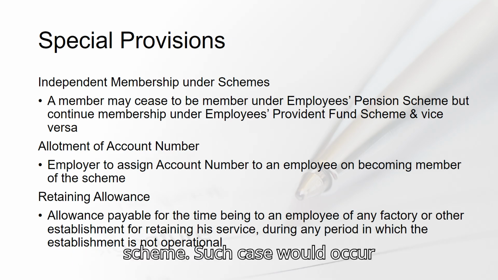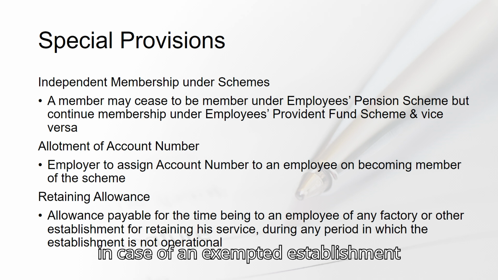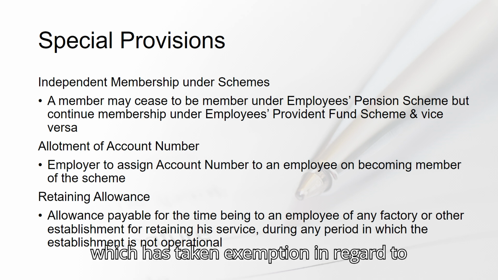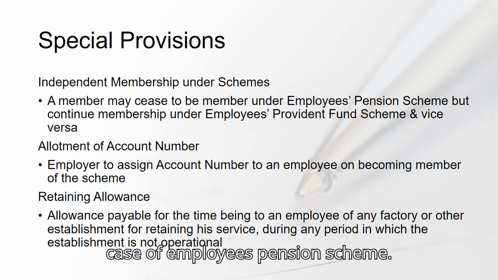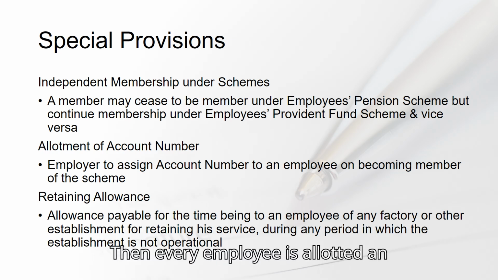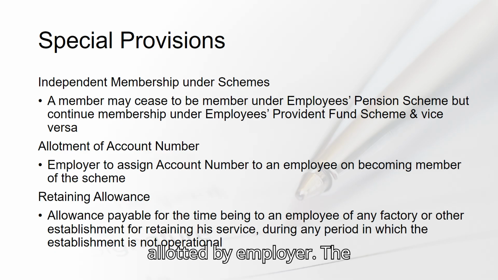Such a case would occur in the case of an exempted establishment which has taken exemption in regard to the Provident Fund scheme only, and not in the case of the Employees' Pension Scheme. Then every employee is allotted an account number which is called the Universal Account Number. This is allotted by the employer.